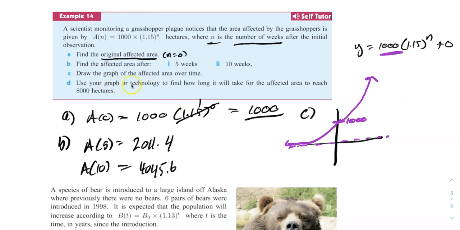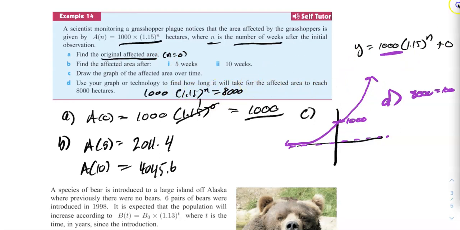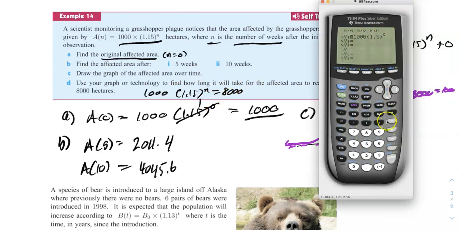Use your graph or technology to find how long it would take for the affected area to reach 8,000 hectares. So all they want is our equation, which is this, to equal 8,000. You could use our graph, but our graph's not nice enough to use. So I use a calculator to solve this. We'll do the same way. We'll type in y1 and y2. So I already typed in y1. Y2 is going to be 8,000.